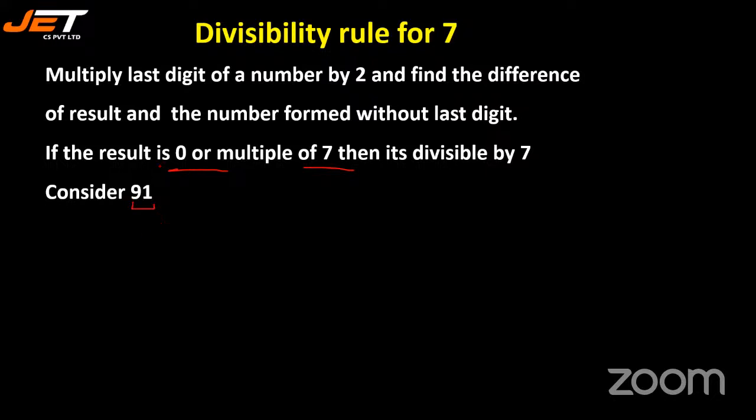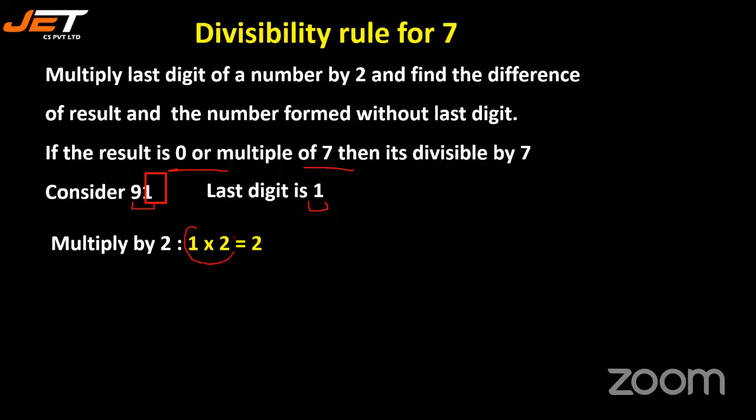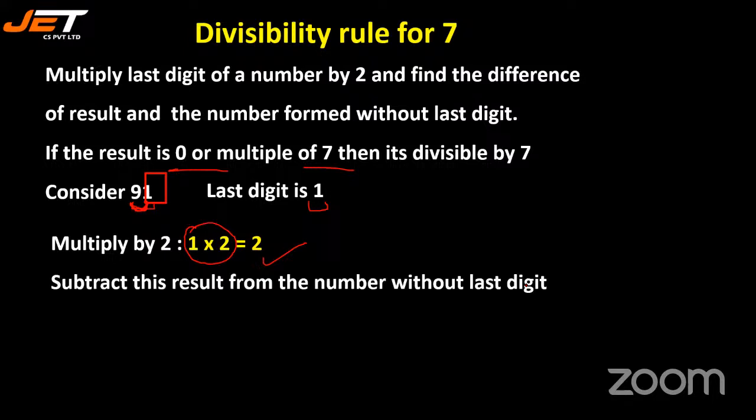Consider the number 91. Here, the last digit is 1. I'm going to take this last digit and multiply it by 2. I got 2. The remaining number, excluding 1, is 9. You have to subtract this from the number without the last digit. 9 minus 2 gives you 7.